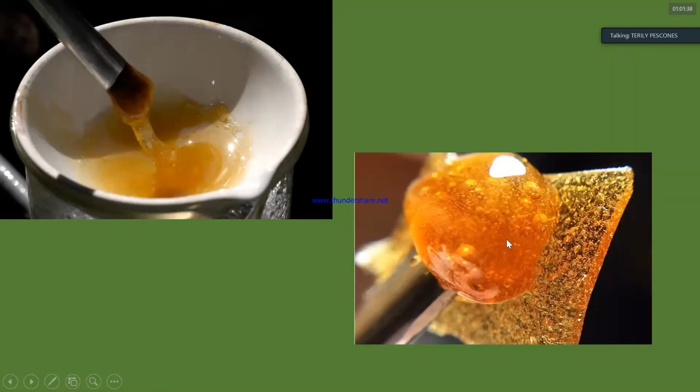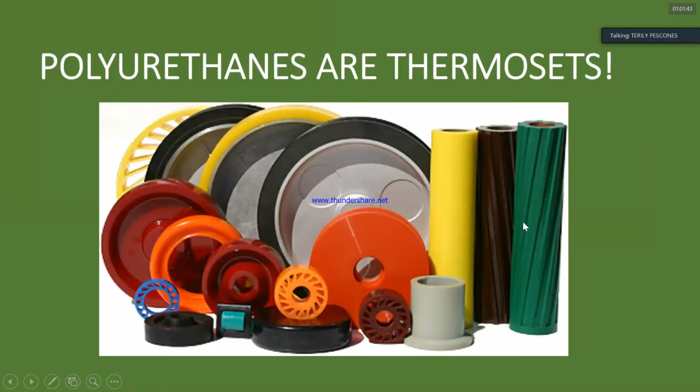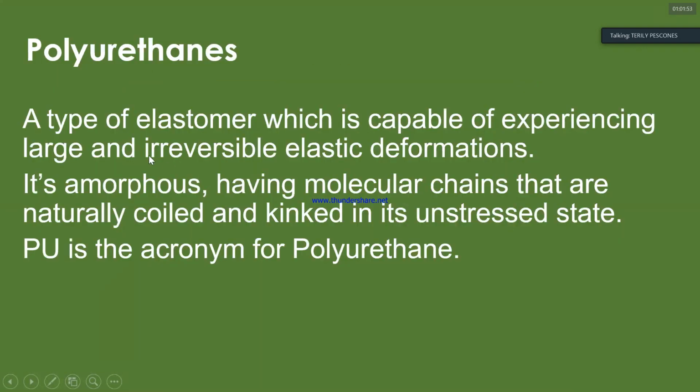Okay, so yan. Polyurethanes are thermosets. Thermosets, yung hindi na pwedeng i-reverse, hindi na pwedeng painitin at lalambot siya. Okay. Polyurethanes, a type of elastomer which is capable of experiencing large and irreversible elastic deformation. Polyurethanes.